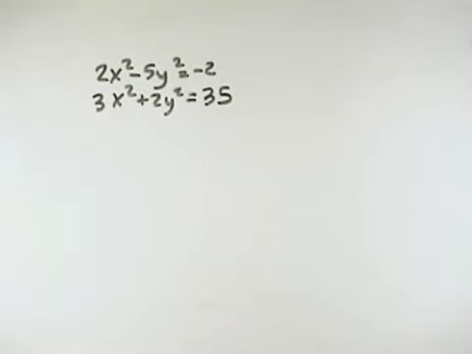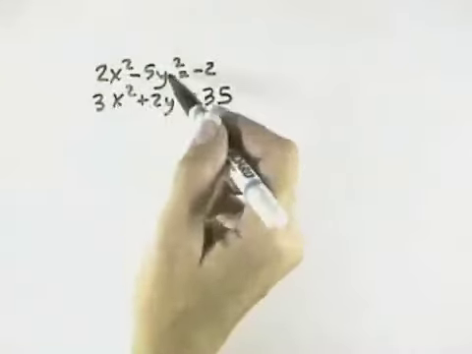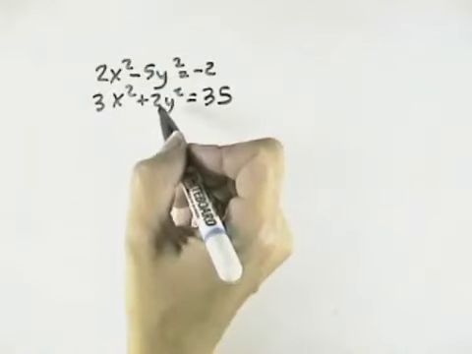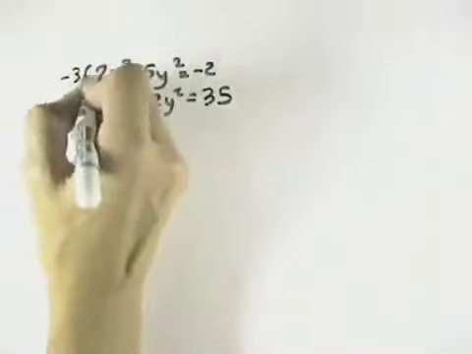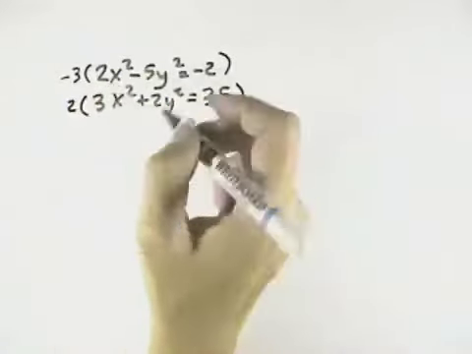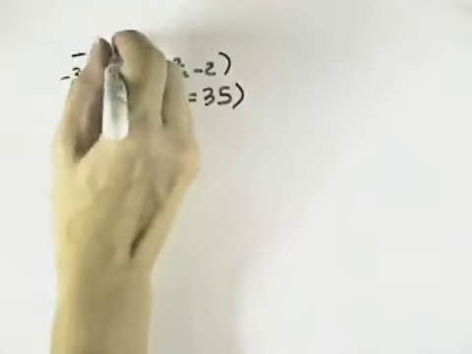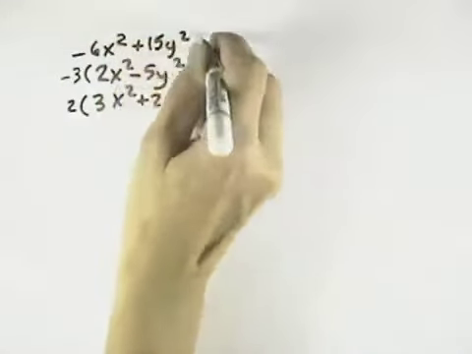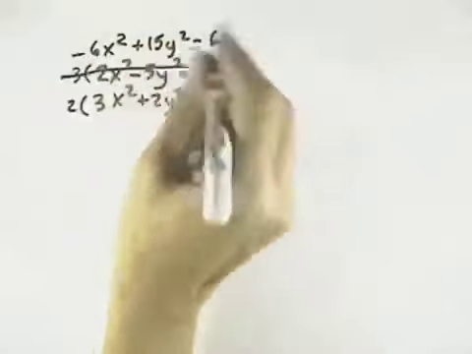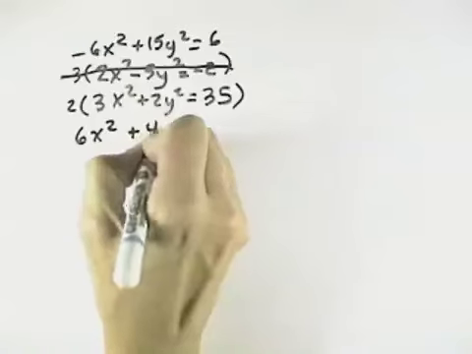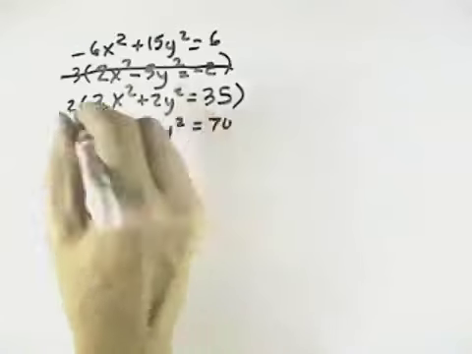Here I want to solve the system of equations. Because I have both x squareds and y squareds, I'm going to try using the addition rule by multiplying my top equation by -3 and my bottom equation by 2 so that the x's will drop out, because I'll have -6x squared plus 15y squared equals +6 for my new top equation. My bottom equation will be 6x squared plus 4y squared equals 70.